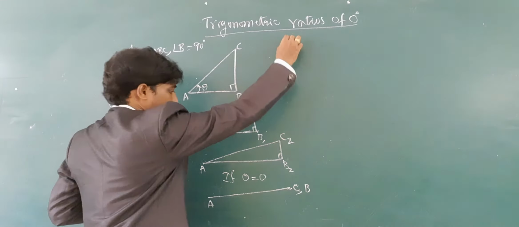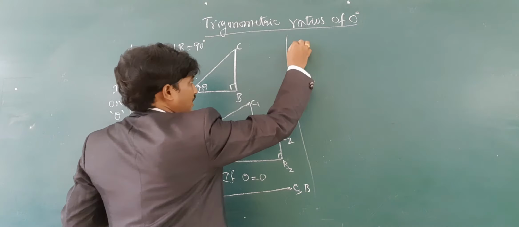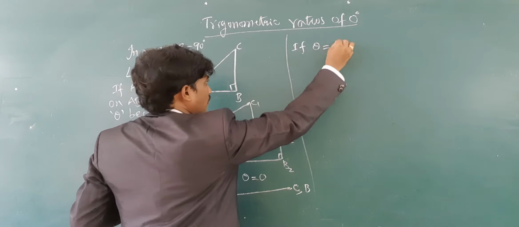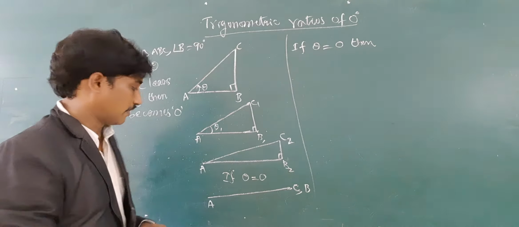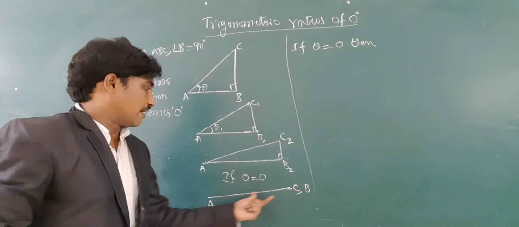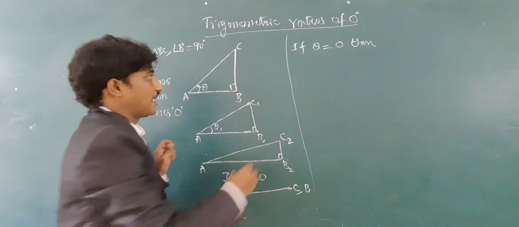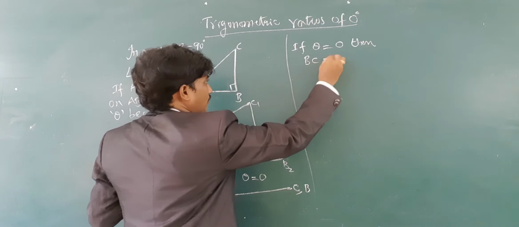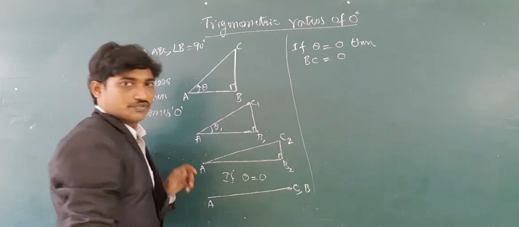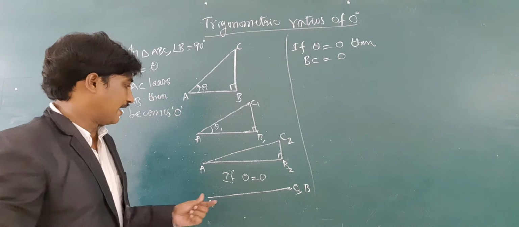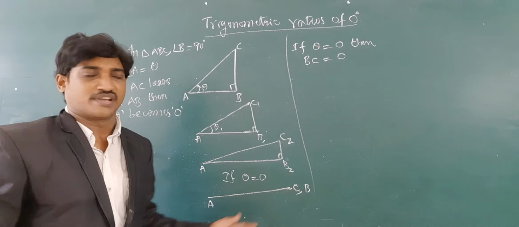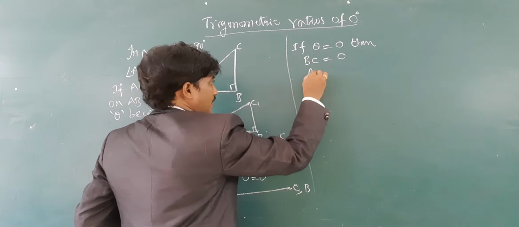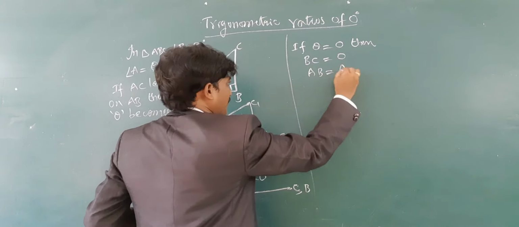So we can write here, if theta equal to 0, then height BC becomes 0 units, and the length of AB and the length of AC are equal. AB is equal to AC.